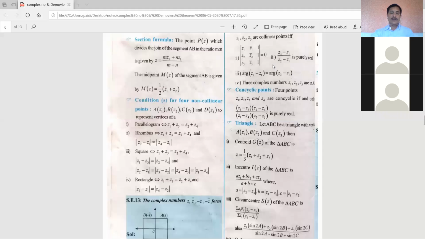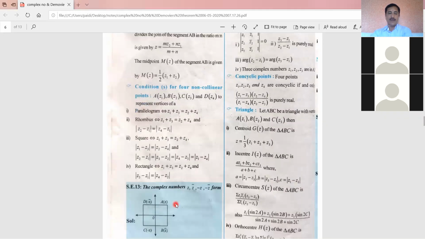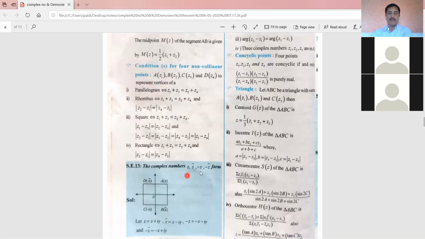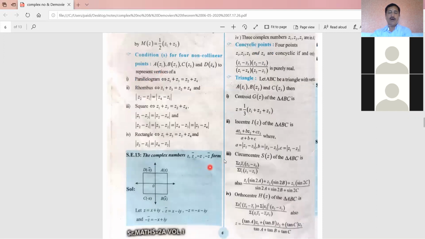Right. So the conditions of 4 points in a plane, if they represent a parallelogram, represent a rhombus, represent a square, and represent a rectangle. So here there is an example on this concept. The complex numbers z, z bar, minus z bar form what type of quadrilateral, whether they form a parallelogram or rhombus or square or rectangle. So here it is the solution.